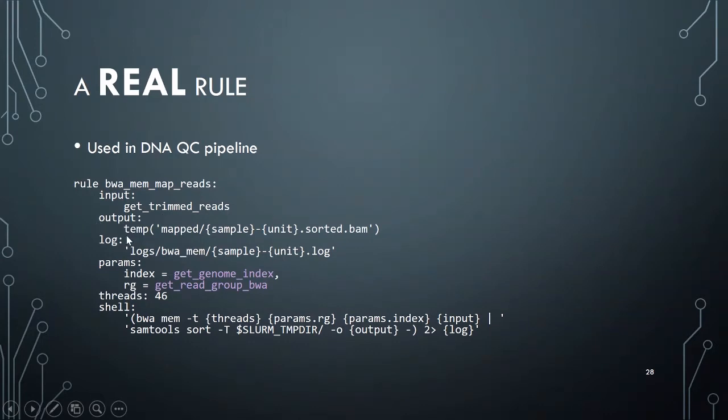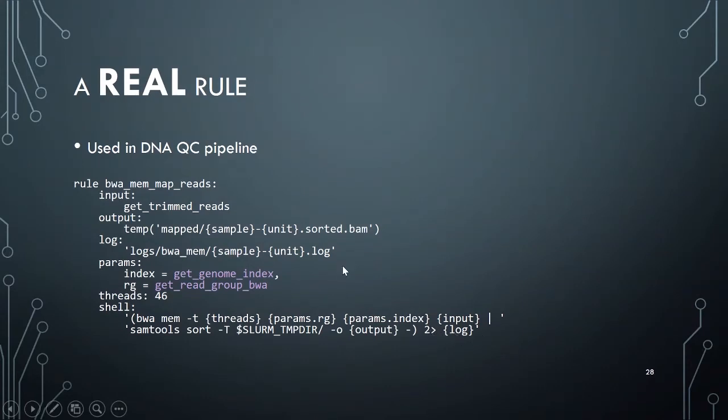Then you can also have this temporary directive here, which, once this rule has been run, will remove or delete this file from your system. And then you also have a logs directive and a parameters directive. For the logs, you can pipe any standard error, which is what this 2> to log means down there.